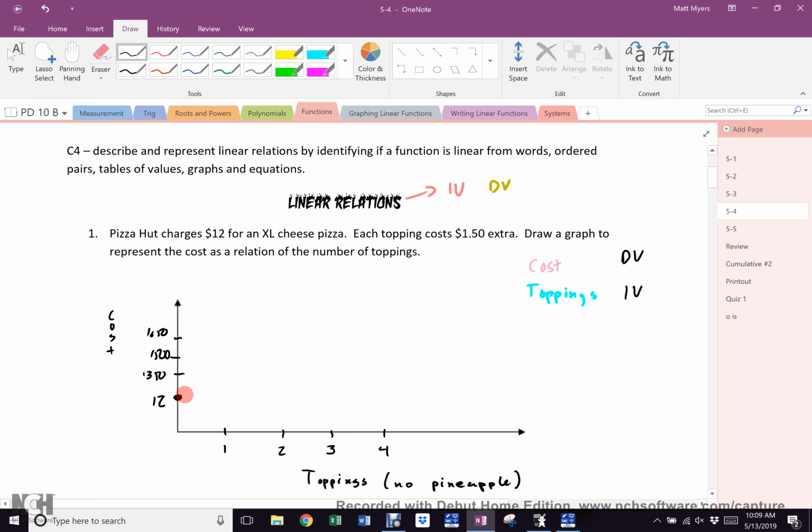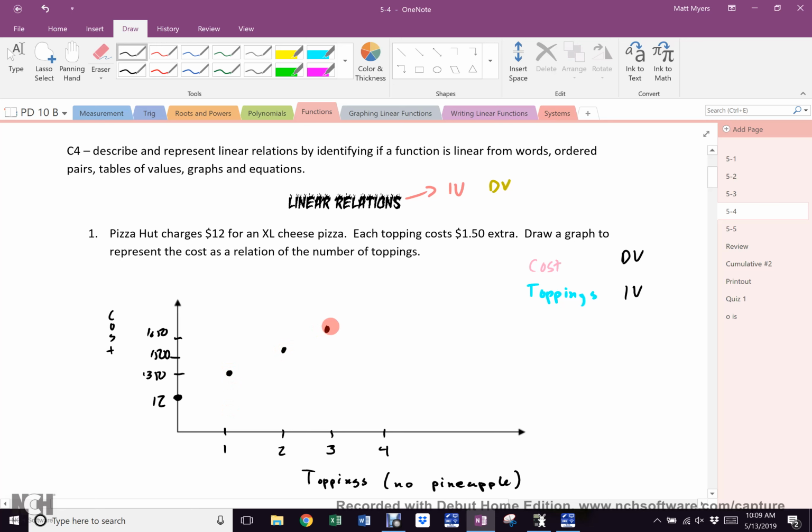Will that cost of pizza change any at all between 0 and 1? No, it will not. Is there any allowable input between 0 and 1 for toppings? No. So where is the next dot going to be? At 1 topping and $13.50. Where is the next dot going to be? 2 toppings, 15. 3 toppings, $16.50.